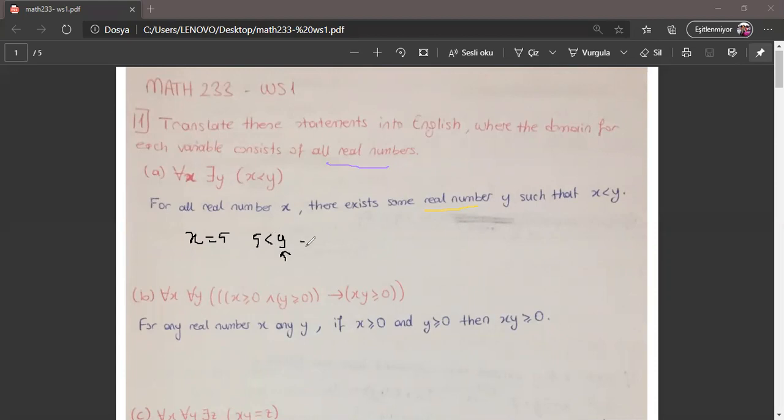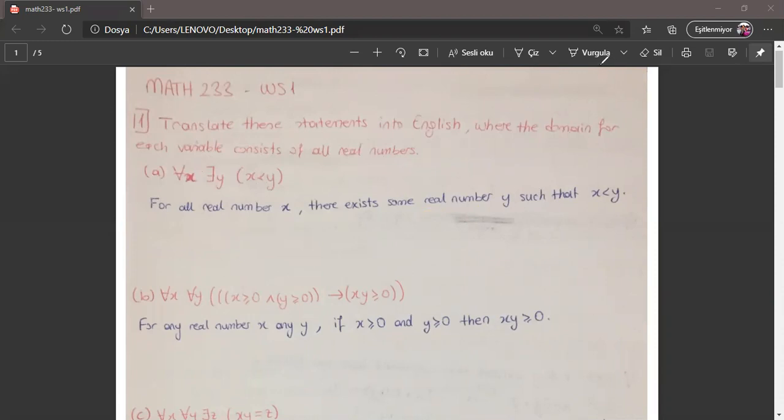Yes, for example, we can pick 5.01 or 5.3 or 6 or 1,000. Any of these are real numbers. So we can say that for X equals 5, we can find some real number which is greater than that. So it means that for any real number, you can find another real number such that the first one is less than the second one. It's always correct in real numbers.